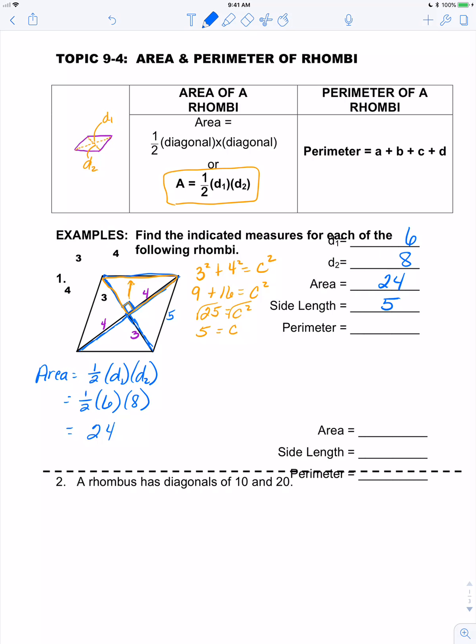So we can say this is 5, then this one's 5, this one's 5, and now this one's 5. Well, for a perimeter, we add up all the sides, which is 5 plus 5 plus 5 plus 5, or 4 times 5, which is 20. So our perimeter is 20.